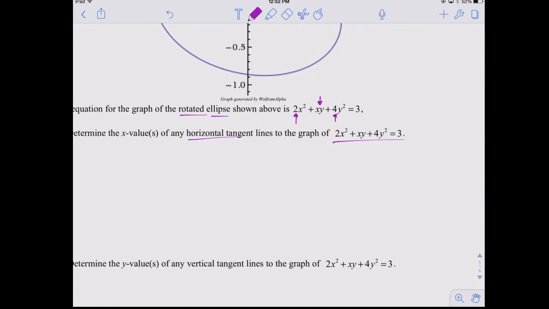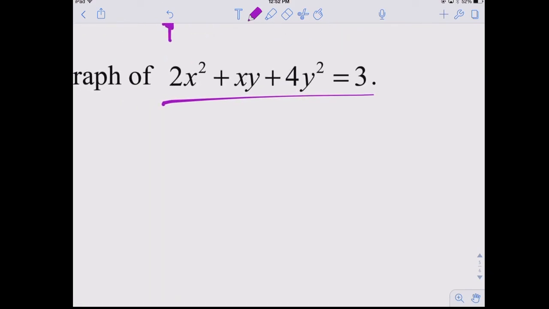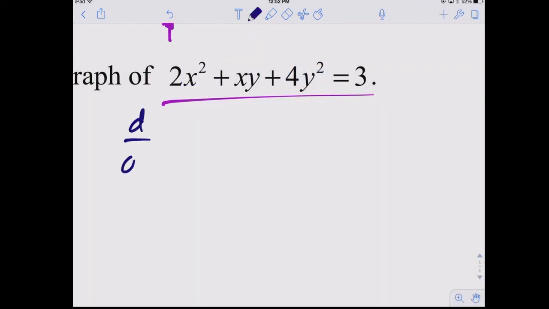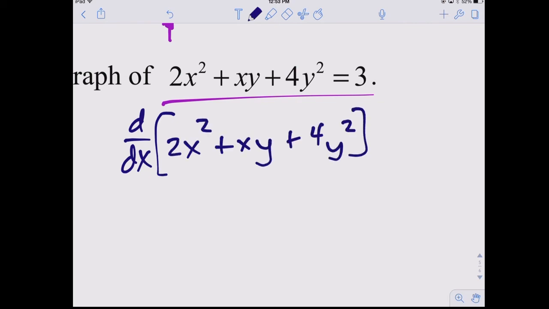Okay. So now I'm looking at my equation here, and I'm noticing it's not solved for y, nor do I care to solve it for y. No big deal. We'll find the derivative how? Implicitly. Good. And we take the derivative with respect to x on both sides.